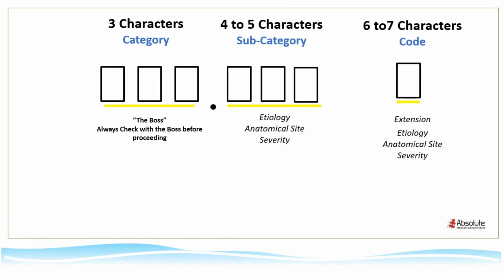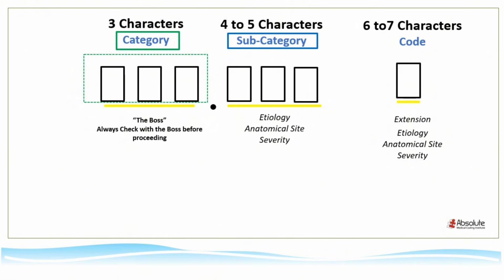But I want to tell you something else about the codes. We know the first three characters are your category. We know the fourth and fifth characters are your subcategory codes, and we know your sixth and seventh characters are your codes. We know that.